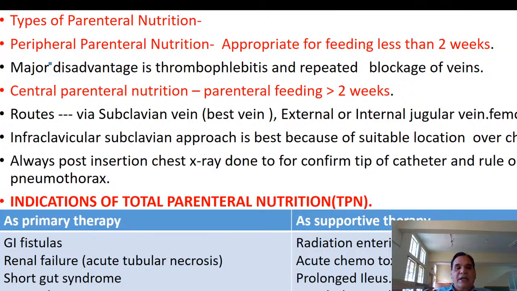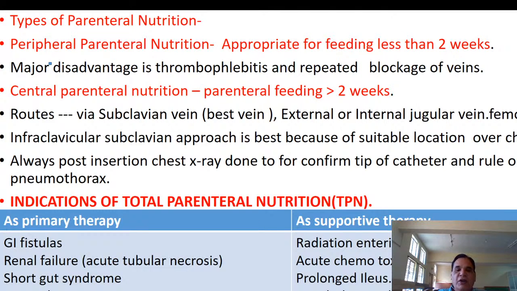Then comes central parenteral nutrition. It is parenteral feeding whenever required for more than 2 weeks. Commonest route, subclavian, is the best way. Next, external or internal jugular, rarely femoral. The infraclavicular subclavian is best because the tube will lie over the chest. Observation is very good. Precaution, always a post-insertion chest X-ray should be done to confirm the tip of the catheter and rule out pneumothorax. This is a major part.